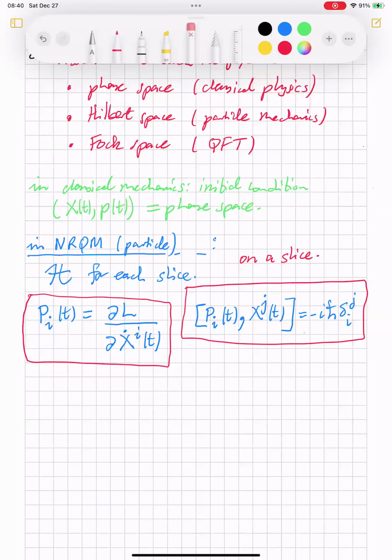Okay, so let's continue in our discussion of equal time quantization. And I want to ask a question now. So the question I want to ask is, what generates time translations? So this should seem like a very sensible question to you.